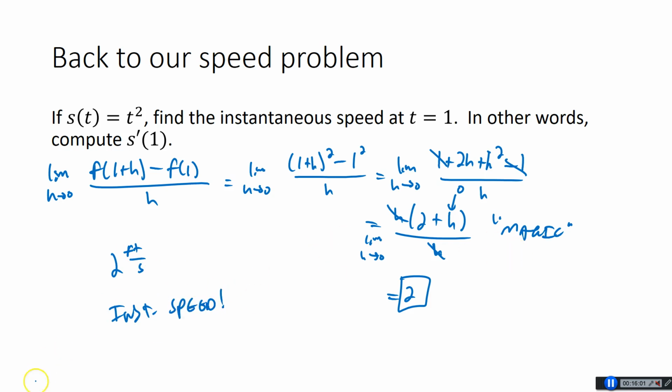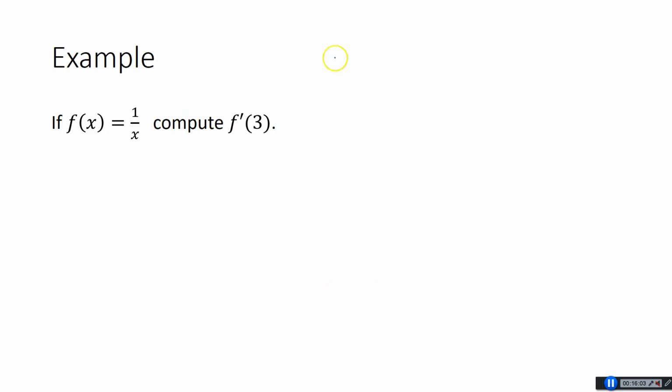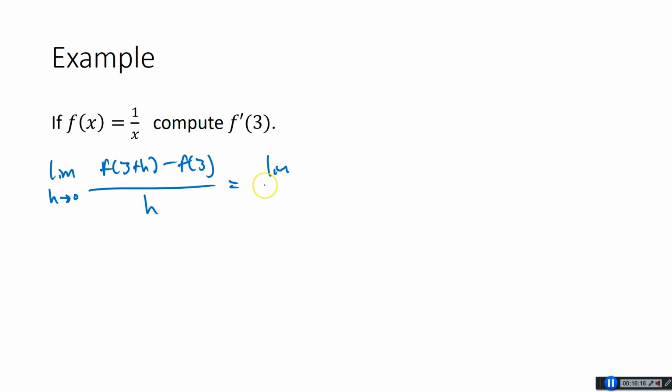Okay? Alright, let's do another one. You've got 1 over x, computing f prime of 3. That's going to be the limit as h approaches 0 of f of 3 plus h minus f of 3, divided by h. You're going to get so tired of writing this, you're going to be able to do it in your sleep.